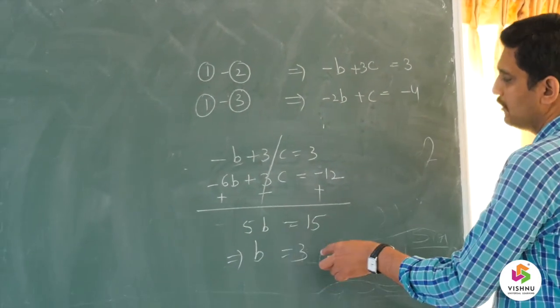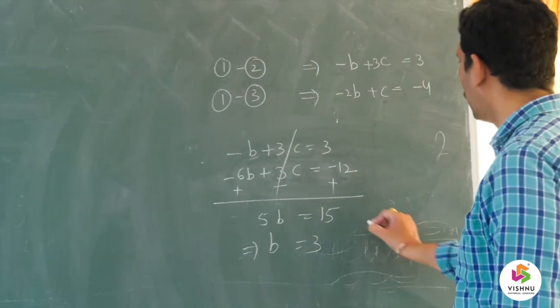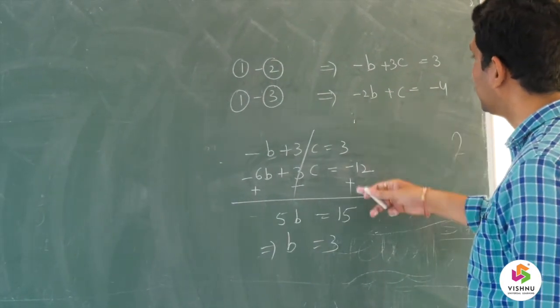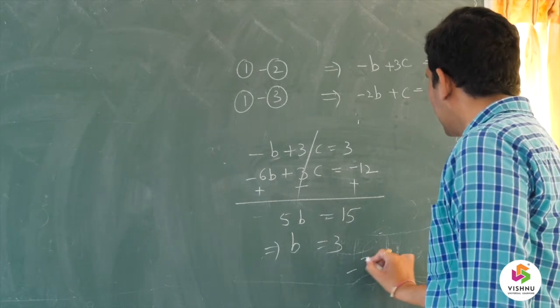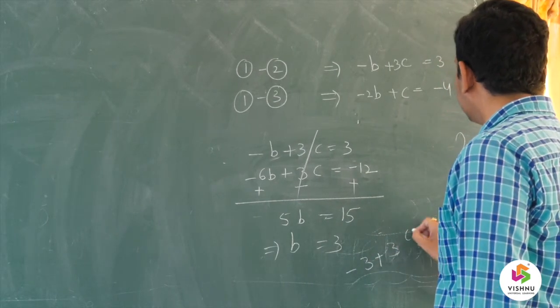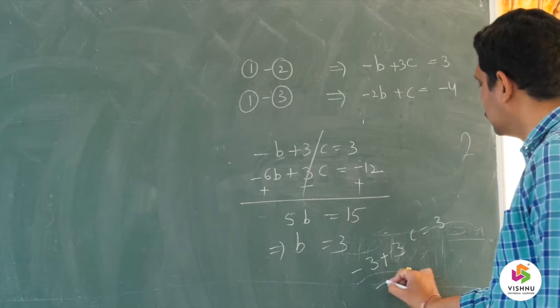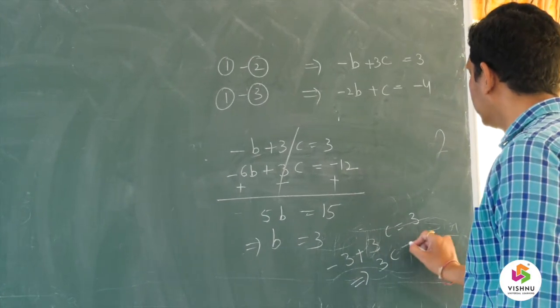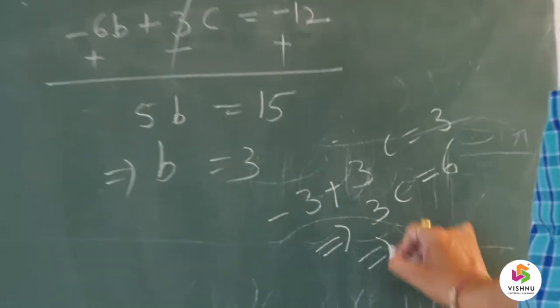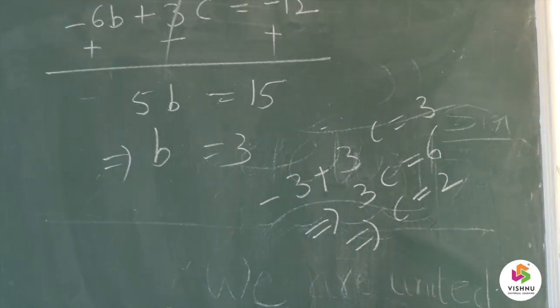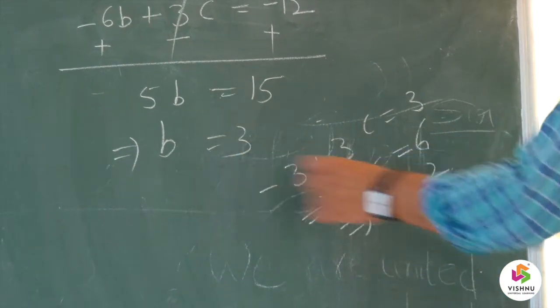So after calculating B, I can place here. So what I will get? You can substitute any one of the equations. So minus 3 plus 3C is equal to 3 implies 3C is equal to 6 implies C is equal to 2. So I got the value of B and I got the value of C.